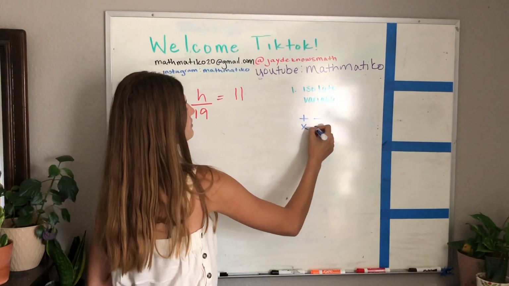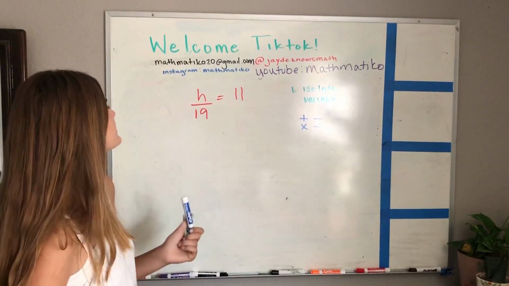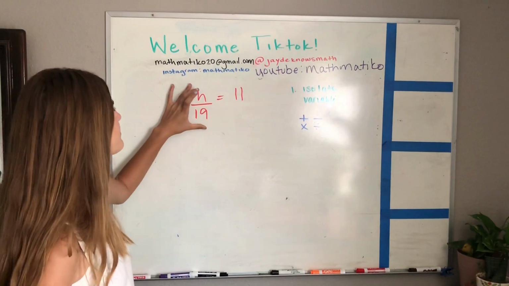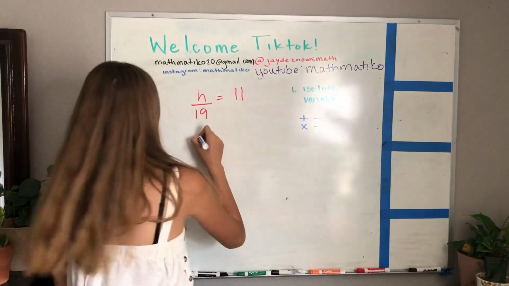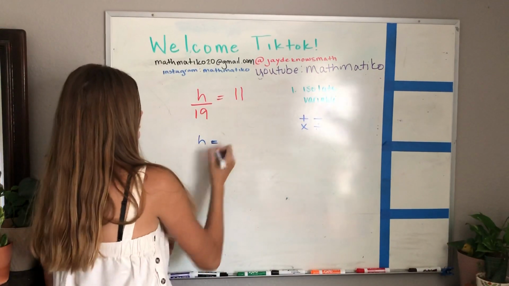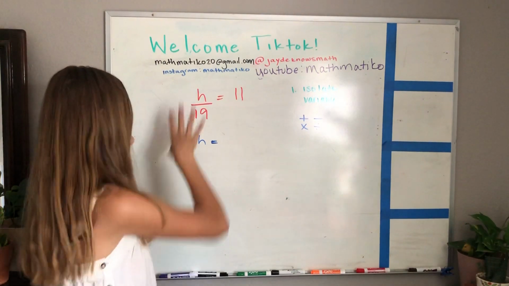Multiplication and division are opposites. What we need to do is find out what's happening here, because the goal at the end of this problem is to have H equals. That's our goal to have this set up. But we're not there yet because we got some funky stuff going on.